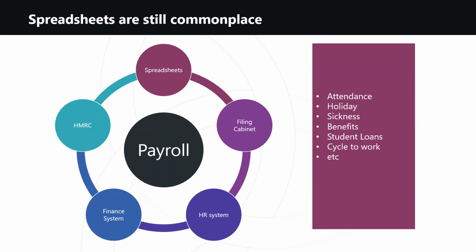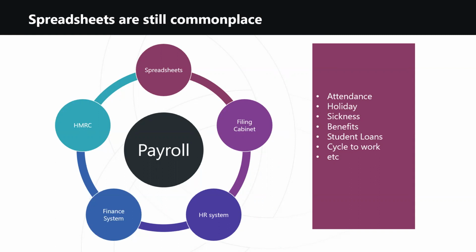But essentially a lot of people are looking at things like attendance, have somebody turned up, what time did they turn up, what holidays they've used, what holidays they've got, sickness, what the sickness was, how many days of sickness you've got, what benefits people are using, student loans, do they have a student loan, are they using it as part of the deduction, are they working on the cycle to work scheme, so how is that salary sacrifice element being applied to their pay, and so on and so on.